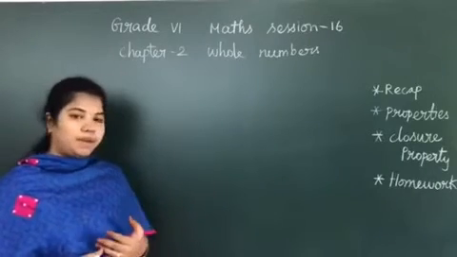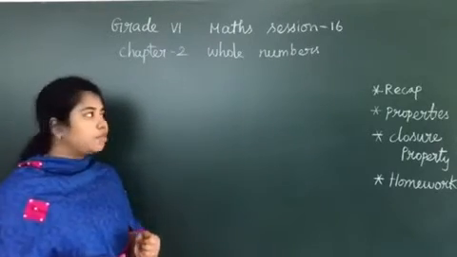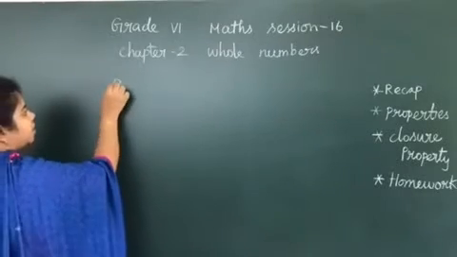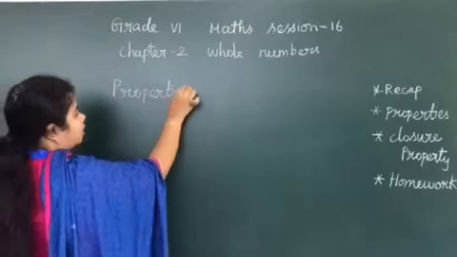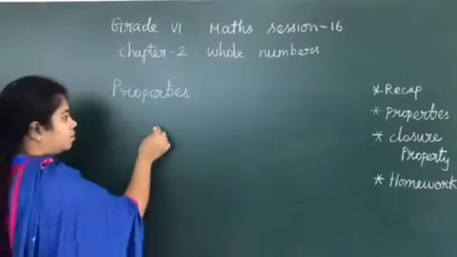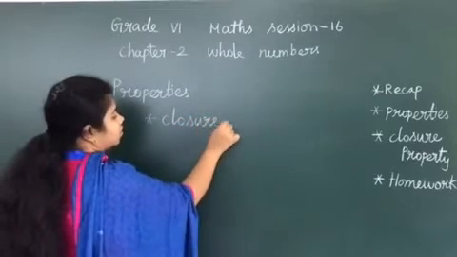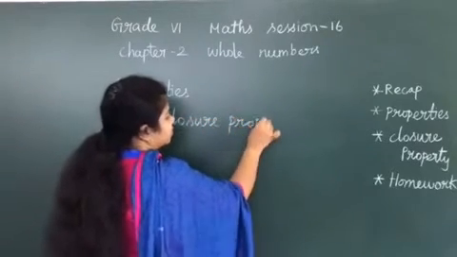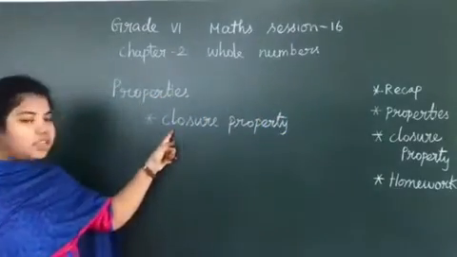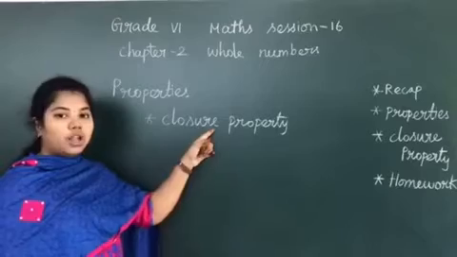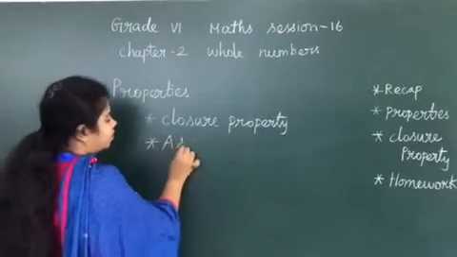So in this chapter, in this exercise 2.2, we are going to deal with properties. What are all the properties in whole number? Normally it satisfies for all the numbers. Now let us see only for whole number. The first property is closure property. C-L-O-S-U-R-E. Closure property. The second one is associative property.